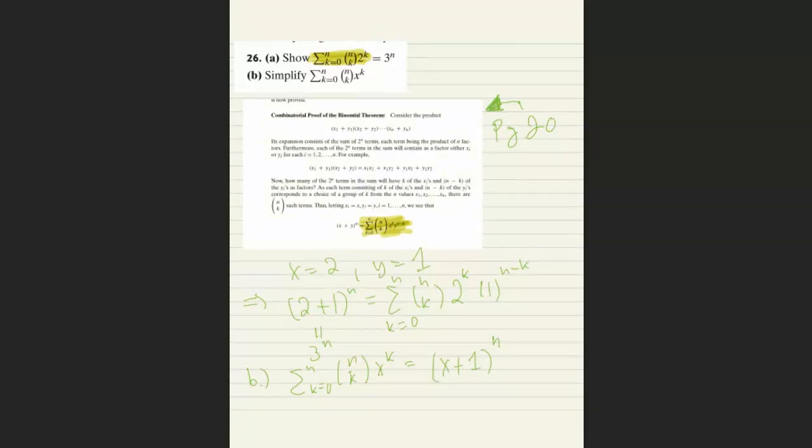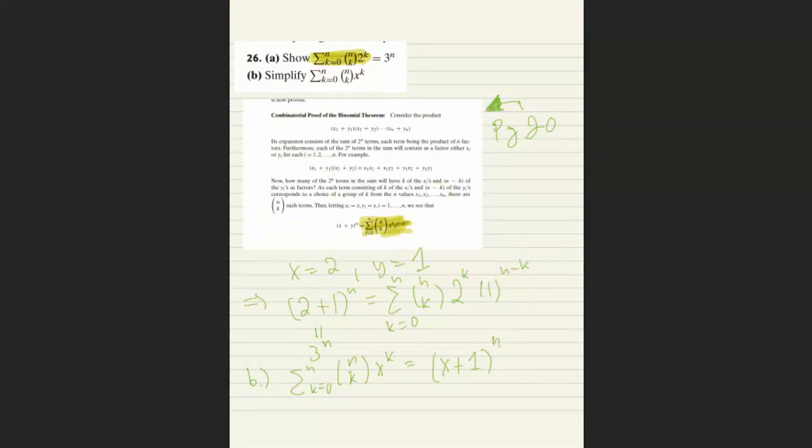Oh, B is simplifying. B is not the equation. B says simplify this, because the first equation is the sum of n choose k, k goes from 0 to n, 2 to the k's power equals 3 to the n's power. You are saying, okay, let's use the binomial theorem. So 3 raised to n is 2 plus 1 raised to n. So you just use the binomial theorem, where the y term is basically 1. Right. So B is saying maybe use A to simplify this.